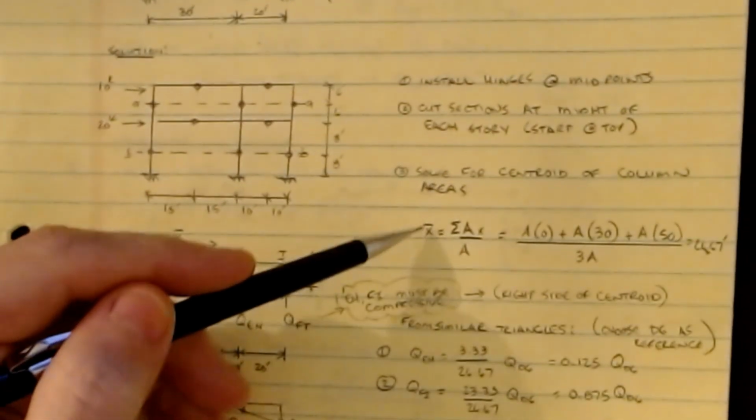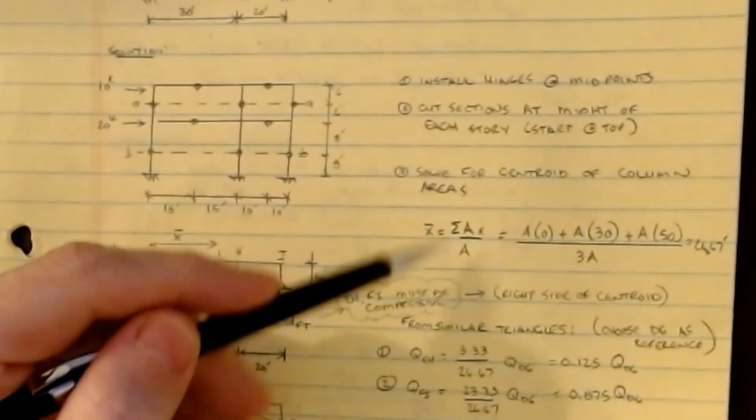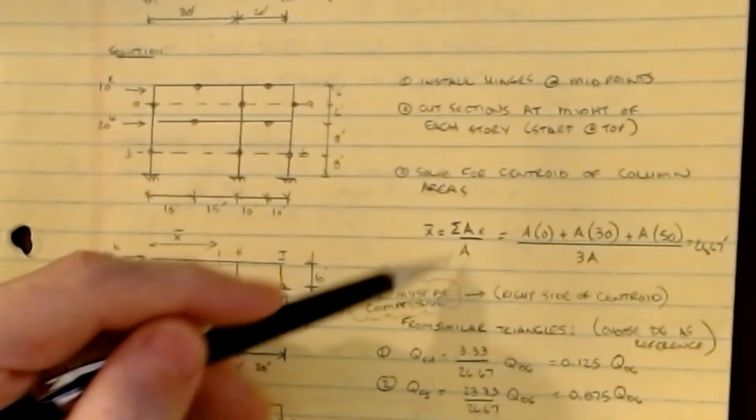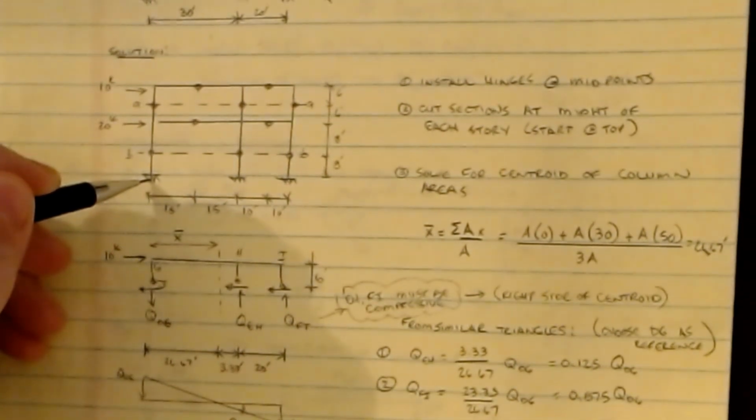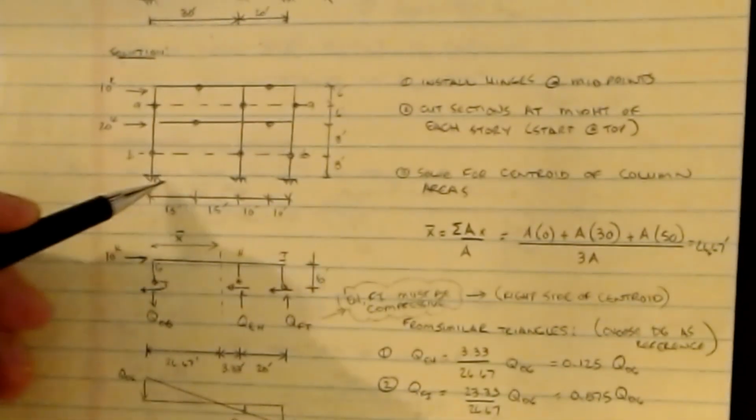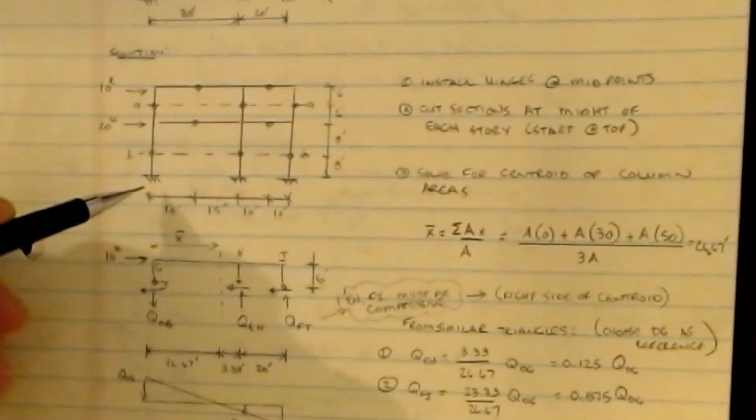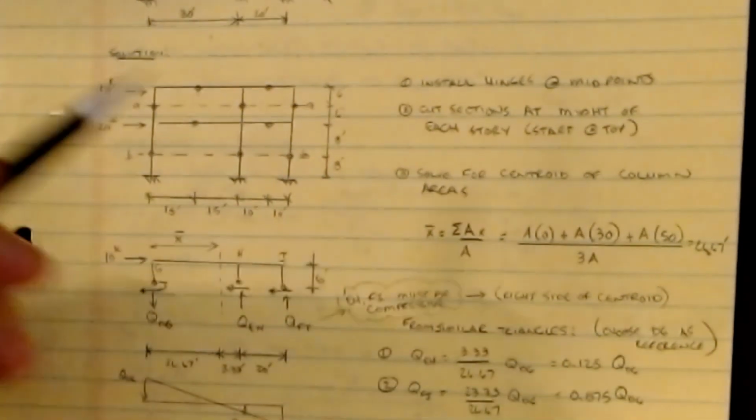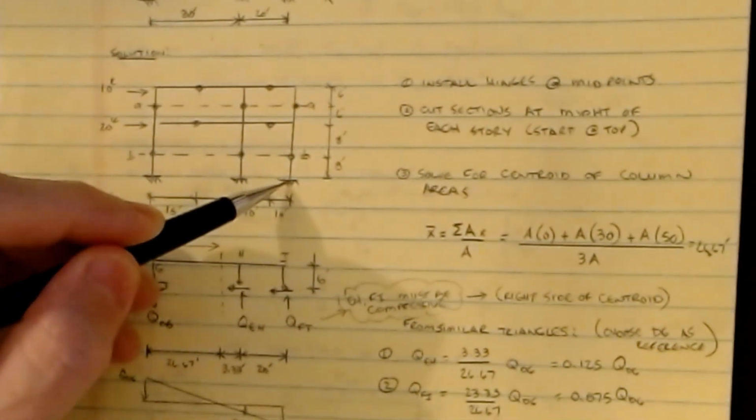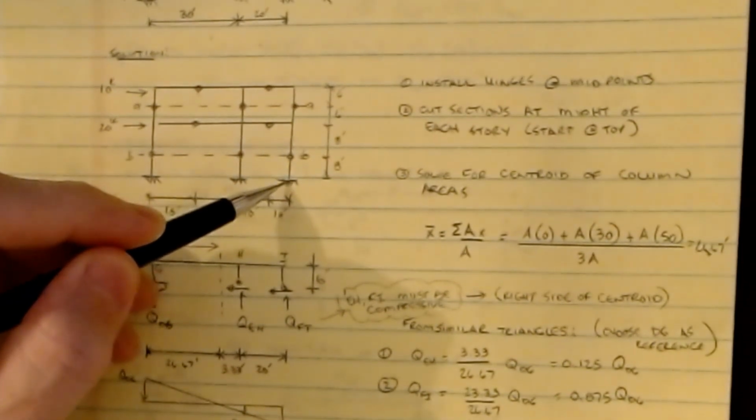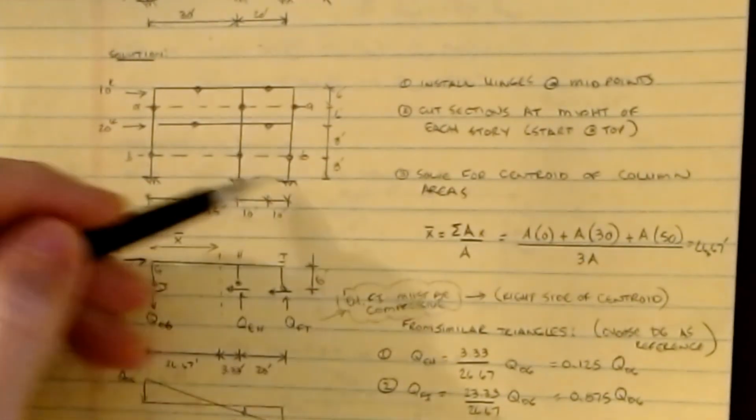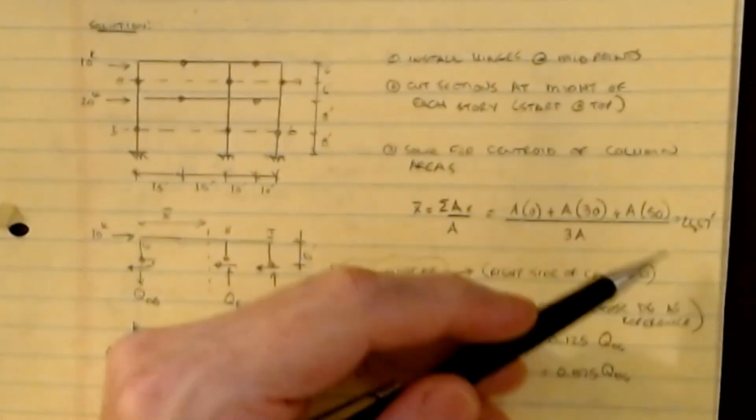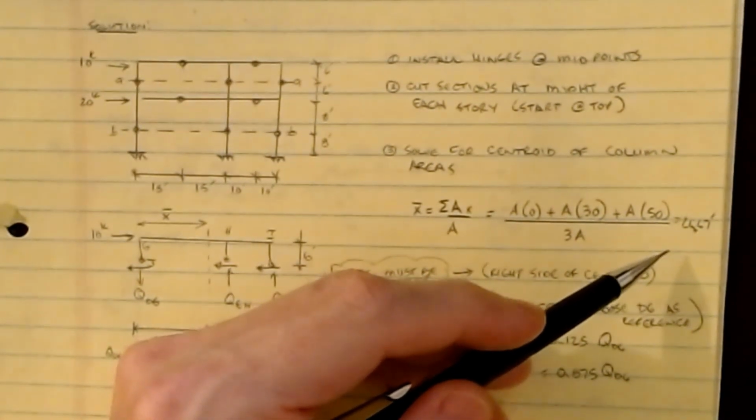The centroid location measured from a reference is equal to the sum of all of the areas times their distance from the reference divided by the total area. Let's call the reference at this location. We have a column located 0 from the reference, so that's A times 0. The next column is located at x equals 30, measuring from this point, so we have A times 30. The other column is A times 50, located here, since 30 plus 20 gets me the 50. In the bottom, we have 3 A's. If I do that, then the centroid is found to be at a distance of 66.67 feet.